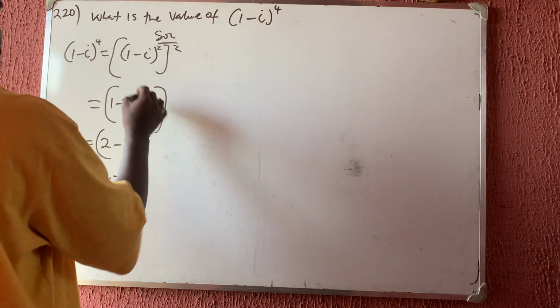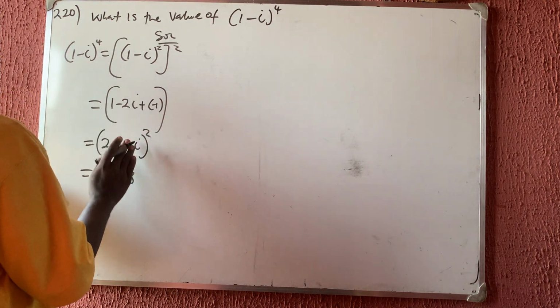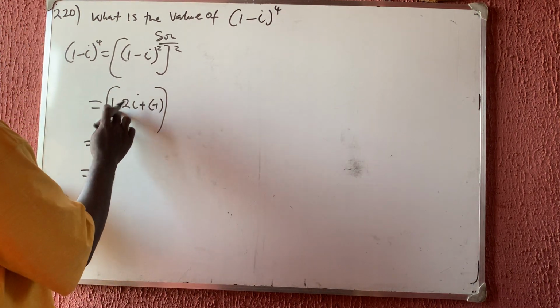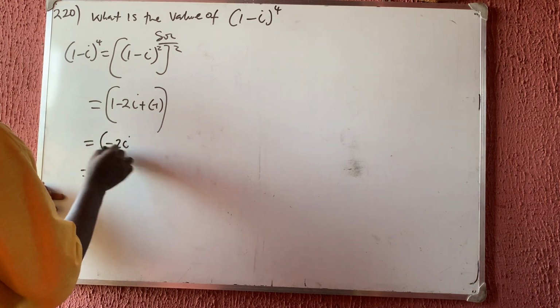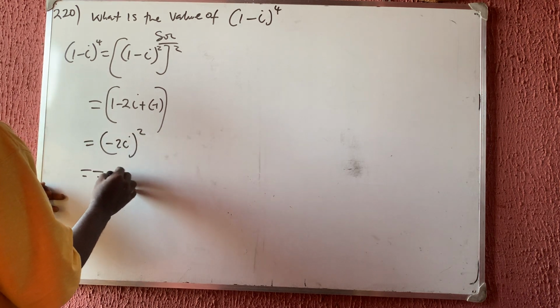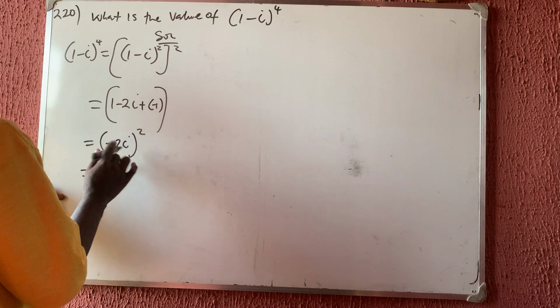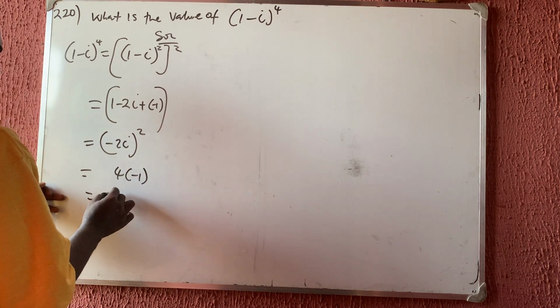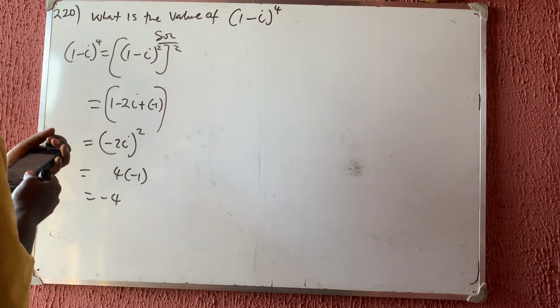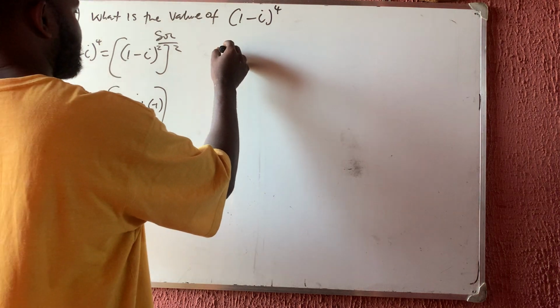Okay, square this one, so this is plus. Which will give me inside there, this and this is gone. So I have minus 2i left, all squared, which will give me 4 into minus 1, which is minus 4. So my answer there is minus 4. Or you can do your own like this.